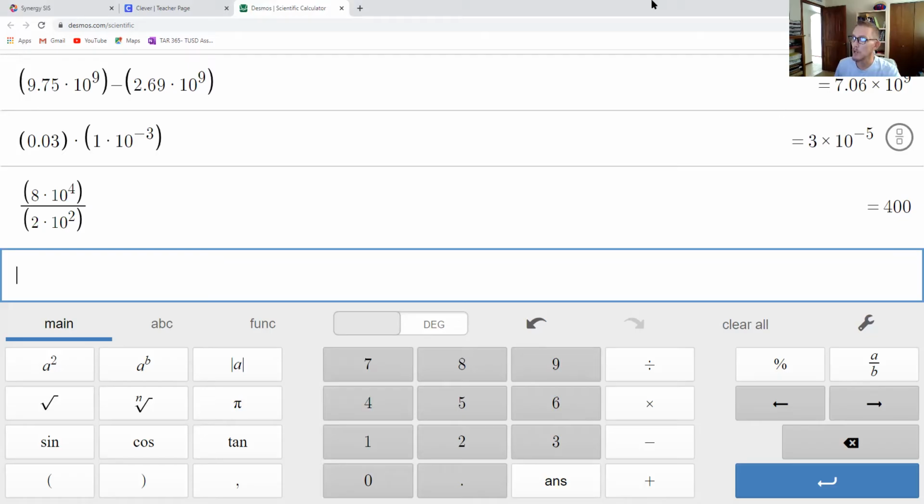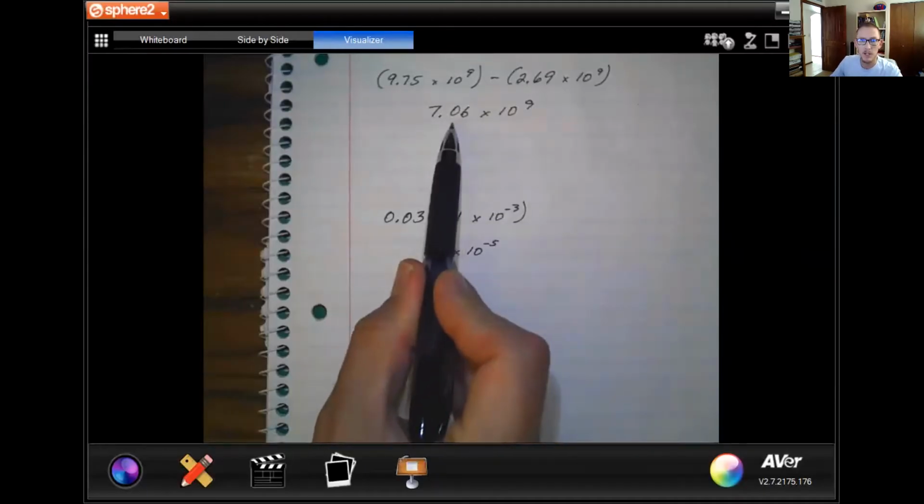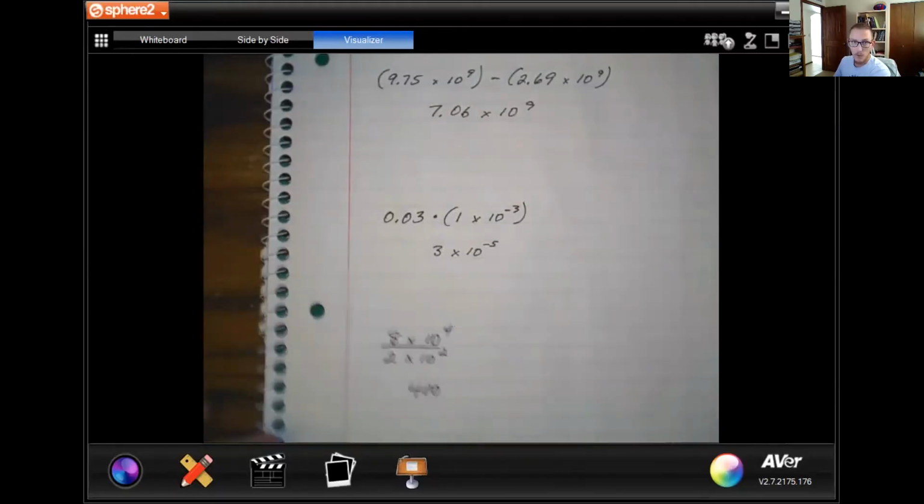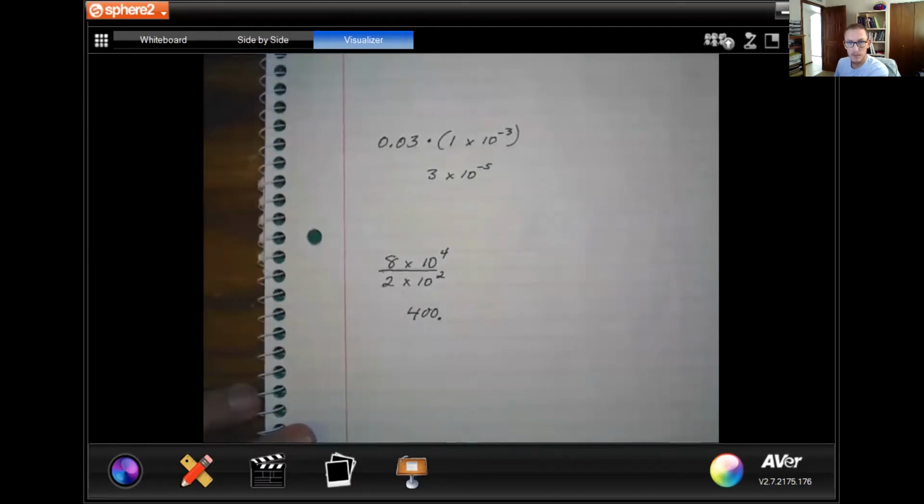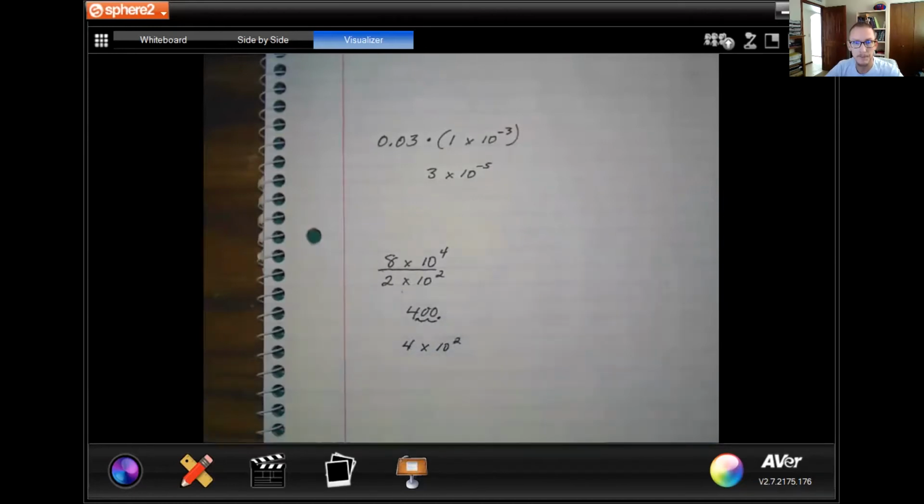So let me go ahead and stop sharing the calculator here, and let's go back to sharing the document camera. Now, if you notice here, I wrote the answers down as I was getting them off of the calculator. And then the third one here is 400. Well, for that 400, remember the decimal is at the end. And for it to be in scientific, I need to put it right next to the 4, in between the 4 and the 0. So this becomes 4 times 10 to the, and I moved it 2 times. So 4 times 10 to the 2nd.